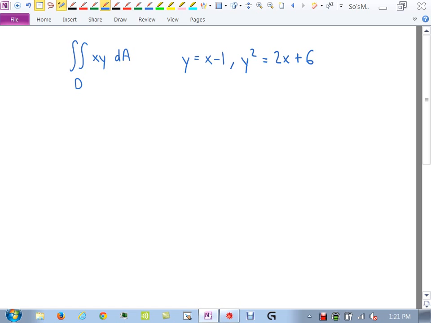So I'm going to start with the region first. I'm going to try and draw the D. y equals x plus 1 is a line, right? Has a y-intercept of 1. Yes? Negative 1, I mean.